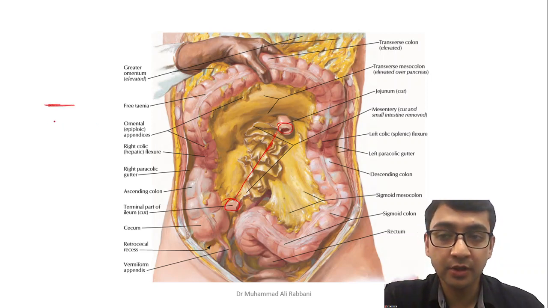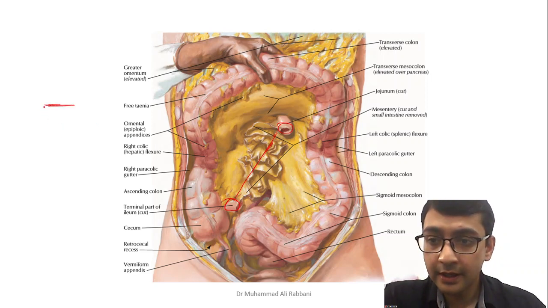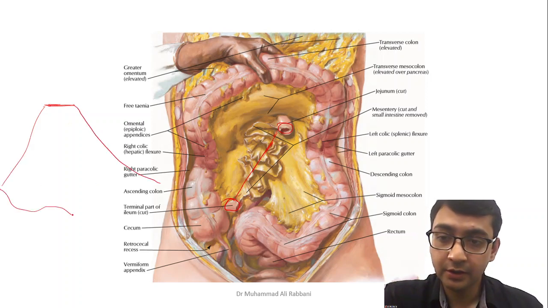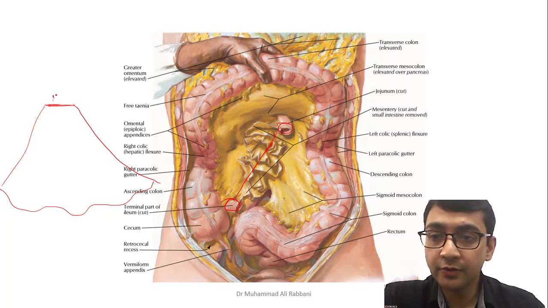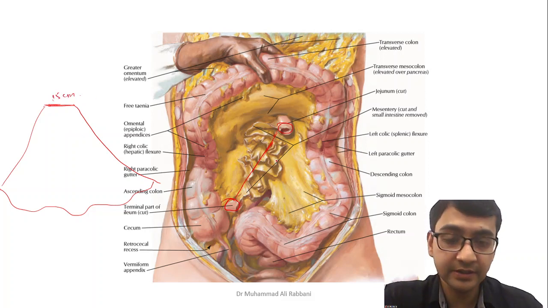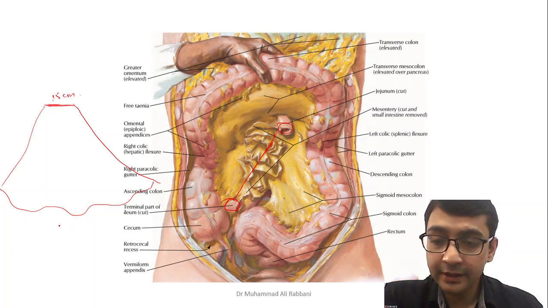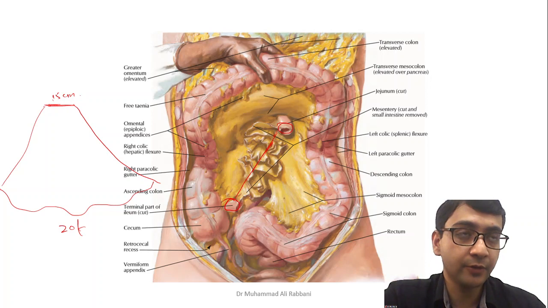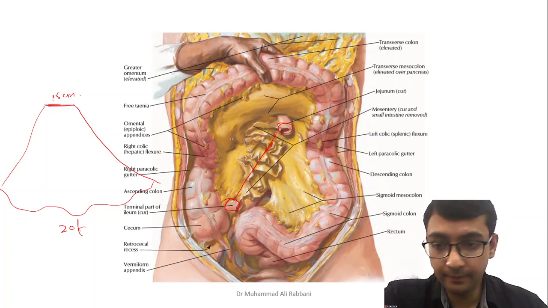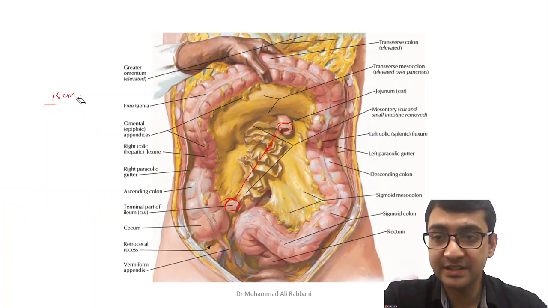The attachment to the body wall is very narrow, and the attachment to the intestine is very large, about 20 feet. So it has a frock-like appearance. It's about 10 to 15 centimeters on this end where it is attached to the body wall, and here it is almost 20 feet that gives attachment to the whole of the line of jejunum and ileum. So this is the mesentery proper or mesentery of small intestine.